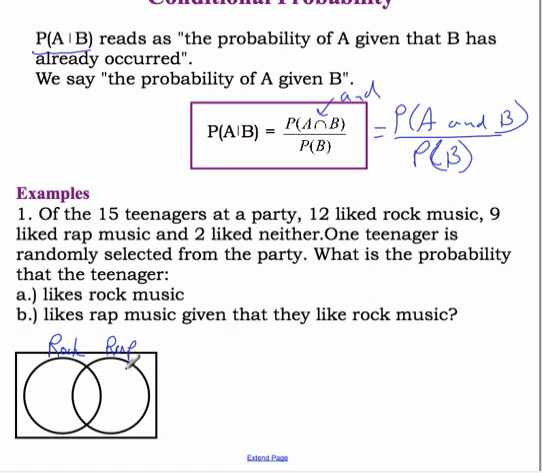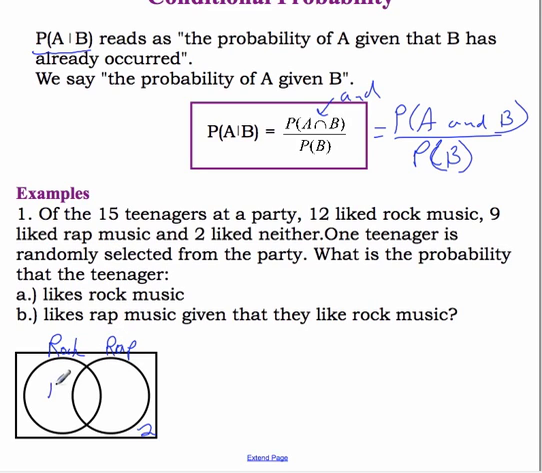Okay, so the first thing we need to do is fill out this Venn diagram. We know that 2 like neither, so they're going to be outside here. That's 2. So there's going to be 13 people altogether that like one of these two types of music, right? There's going to be 13 altogether.